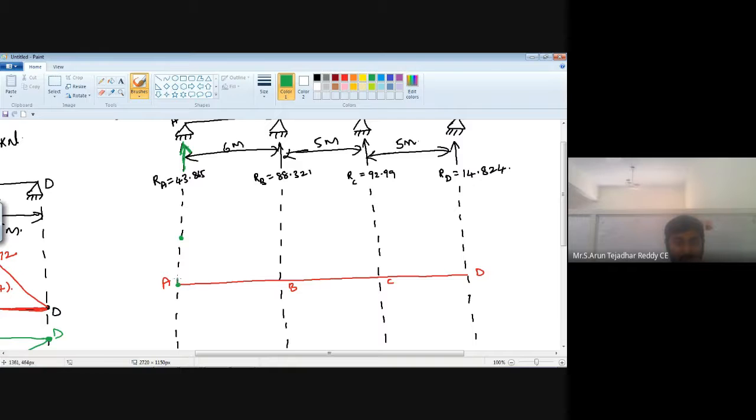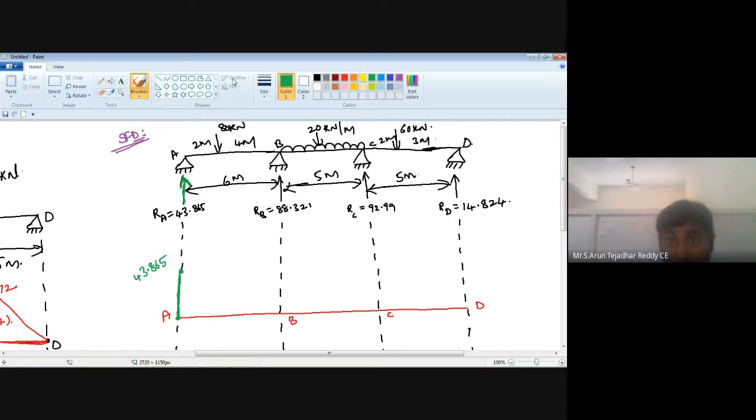Okay. Now join this point. Here it is 43.865. Now see, here also load is acting, so extend the line. And here also load is acting, so extend this line also. Then it is very easy.